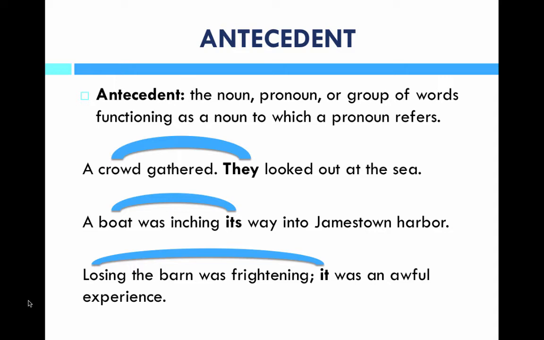The next one is, "A boat was inching its way into Jamestown Harbor." Its is the pronoun, and its is replacing the boat. And then finally, "Losing the barn was frightening. It was an awful experience." This one's a little bit trickier because it actually refers to the entire experience of losing the barn. So losing the barn is the antecedent and it is the pronoun.